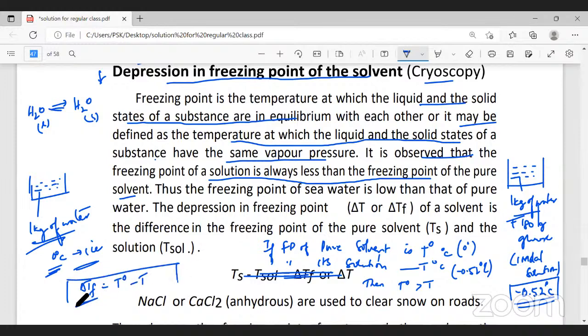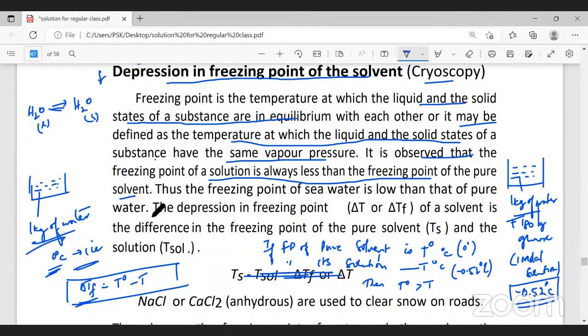What is the definition of depression in freezing point? The difference in freezing point of a pure solvent to that of its solution is called depression in freezing point. It is represented by delta Tf. Did you follow what is depression in freezing point? Yes, sir. So the formula you should remember: delta Tf is equal to T0 minus T. What is T0? Freezing point of the pure solvent. T is the freezing point of its solution.